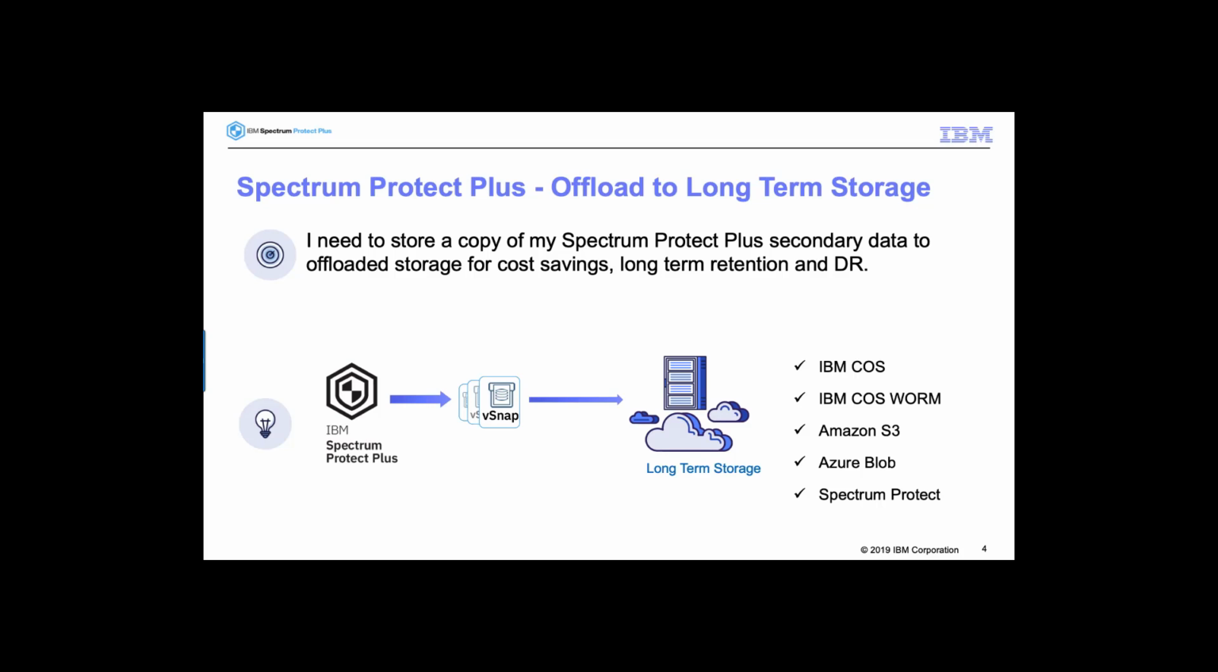Now, the storage repositories that we're going to support are IBM Cloud Object Storage, either on-premise or off-premise, IBM Cloud Object Storage retention vaults or WORM technology for data retention needs where you can't change the data, Amazon S3, AWS S3 storage, Microsoft Azure Blob storage, or the offload to Spectrum Protect for you to store your long-term data in Spectrum Protect. And we're going to look at each one of those in detail, and look at the details of how that's done and how that's supported.